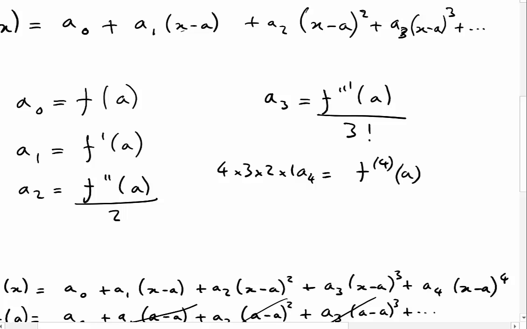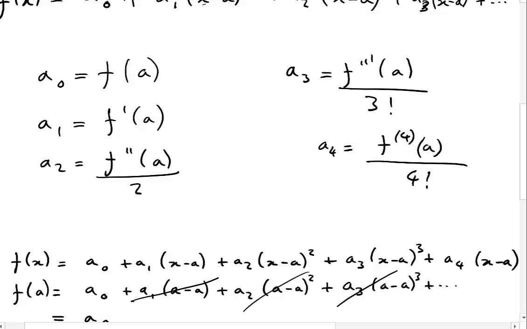Okay, so therefore a4 is going to be equal to, just divide through, 4 times 3 times 2 times 1, which I can just rewrite as 4 factorial. Hopefully you can see the pattern: the third coefficient was just the third derivative over 3 factorial. Fourth coefficient was just the fourth derivative over 4 factorial. The second coefficient was the second derivative over 2 factorial, because that's just like 2 times 1.